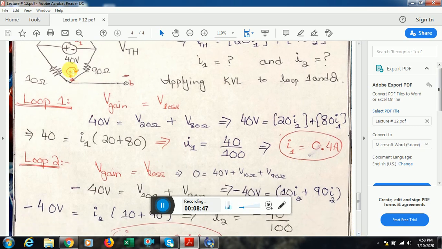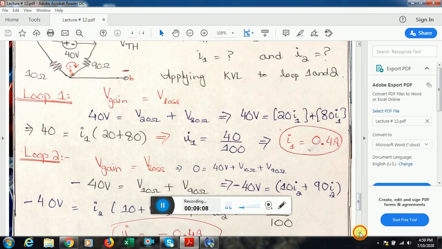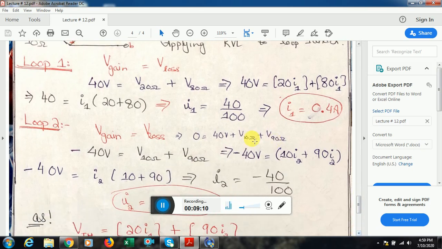Over here, if I take the direction like this, then you can see that this is from plus to minus. The voltage 40 volt is now the voltage drop, and 10 ohm and 90 ohm, both these are passive elements. They will represent a voltage drop, and the current flowing through both of them is I2. So by inserting the values, V is equal to IR, 10 I2, 90 I2, and by simple mathematics, I get to know that I2 is minus 0.4 ampere.